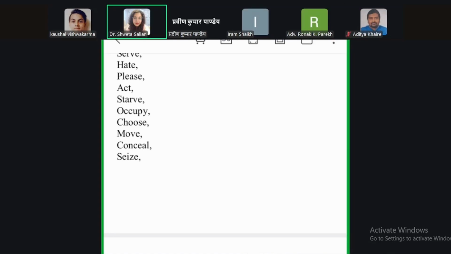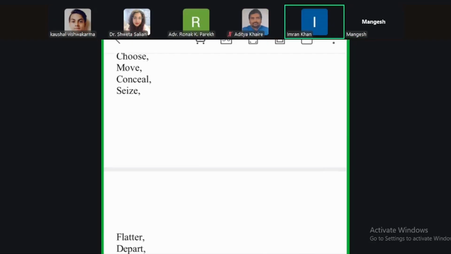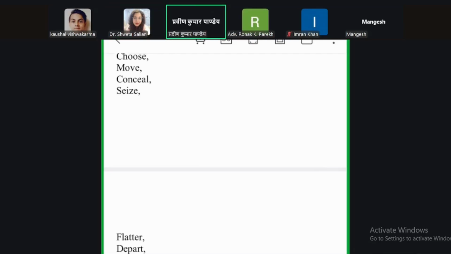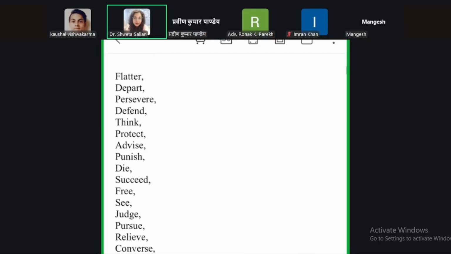No problem. It's okay. This is a fun activity that we are doing. Then next one. Move, movement. Perfect. Conceal is also the same: concealment. Seize, seizure. A chosen person gets seizures, we say, right? Then flatter, flattery. Depart, department, departure. Flight departure, and so on. Yes, departure.